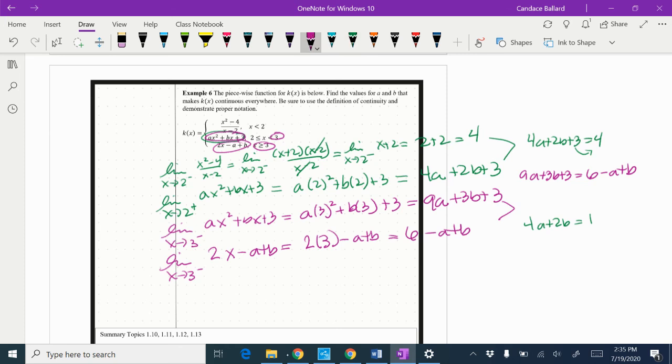And then on this one here, I'm going to do some combining of like terms. I'm going to move this a to the other side, so 9a plus a is 10a. And then I'm going to move this b to the other side, so 3b minus b is 2b. I'm going to choose to move the 3 to the right. So I'm doing 6 minus 3, which is 3. And then I messed something up.